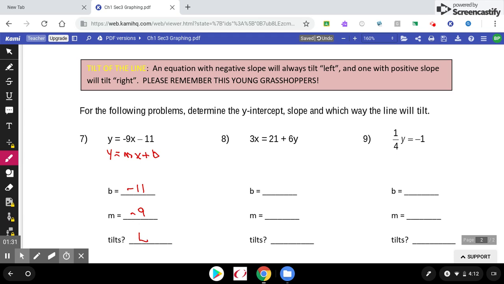So basically what we're saying is, hey, when you get done with the homework, when you get done with the quiz, check all your drawings before you hand them in. Just look at the slopes. All my negative slopes should tilt to the left, and all my positive slopes should tilt to the right.